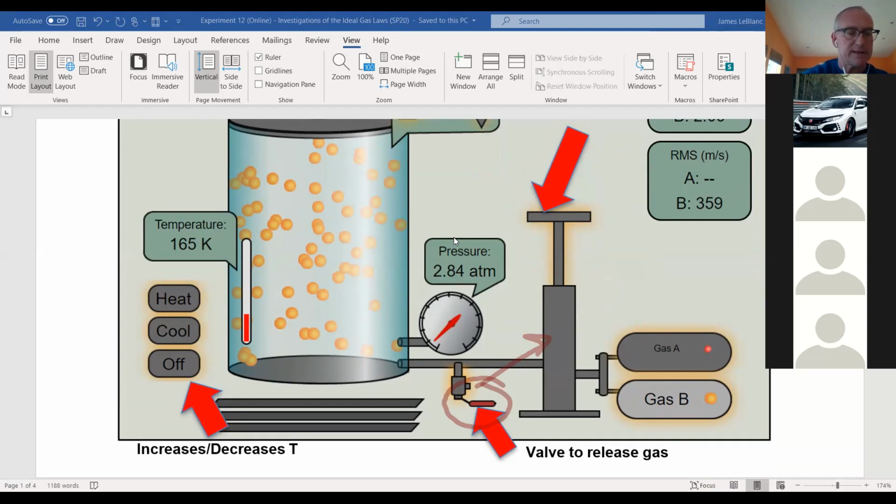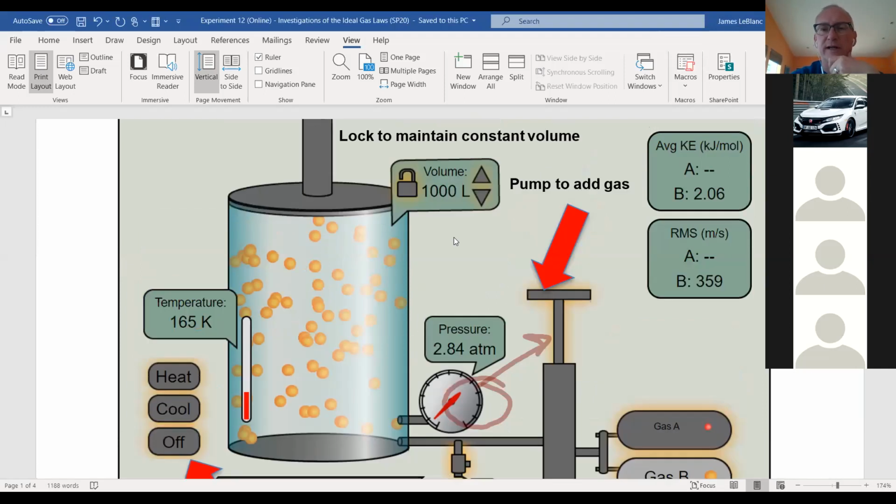Now you may have noticed over here on the side, we talked this morning in class about the average kinetic energy or the average speed of molecules at different temperatures. Here it gives you a measure of the average kinetic energy of the molecules inside the container. And here RMS stands for root mean square speed, which is basically the average speed of the molecules in there in meters per second. So in this particular example at 165 degrees with 1,000 liters of volume and 2.8 atmospheres of pressure, the average speed of the molecules in there is 359 meters per second.